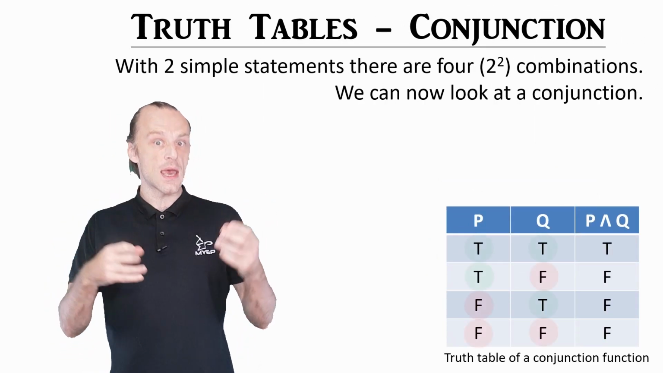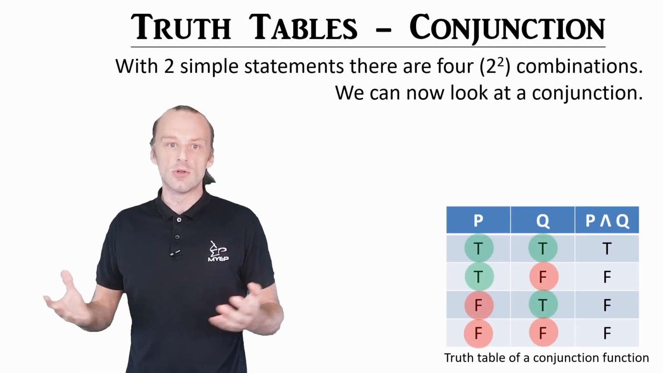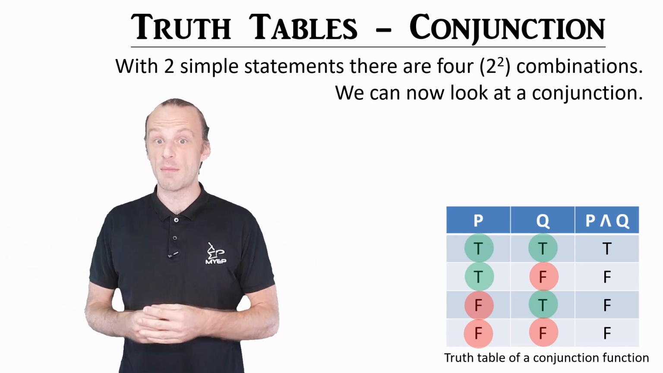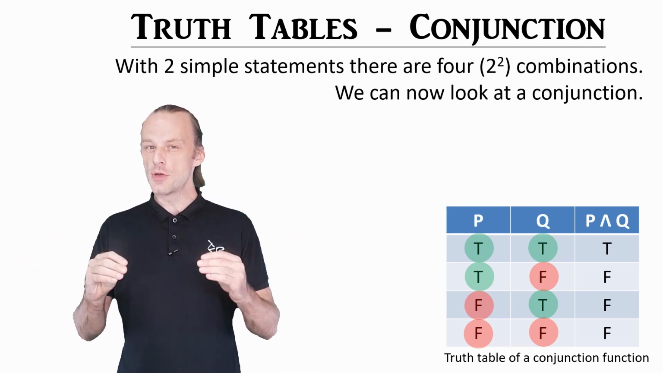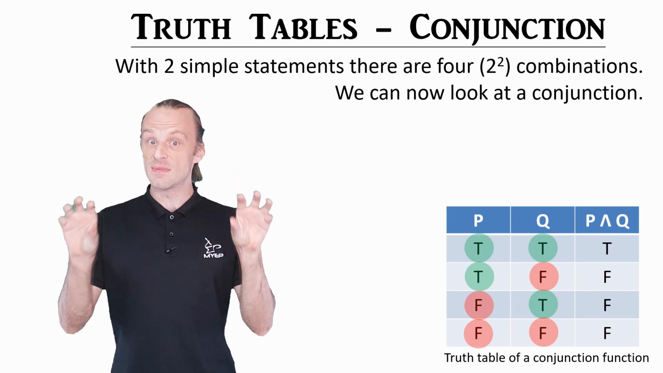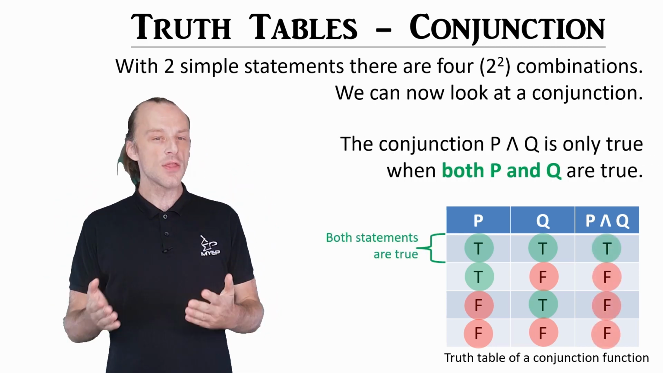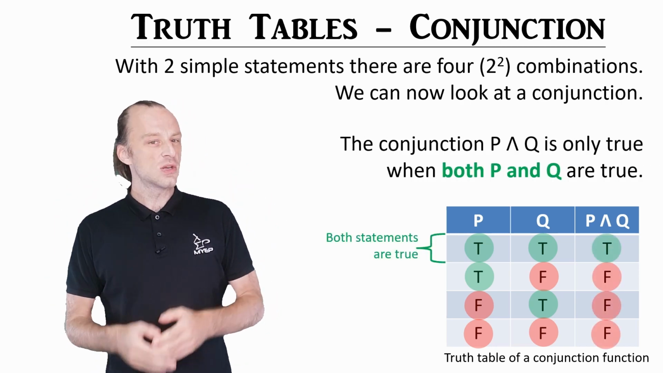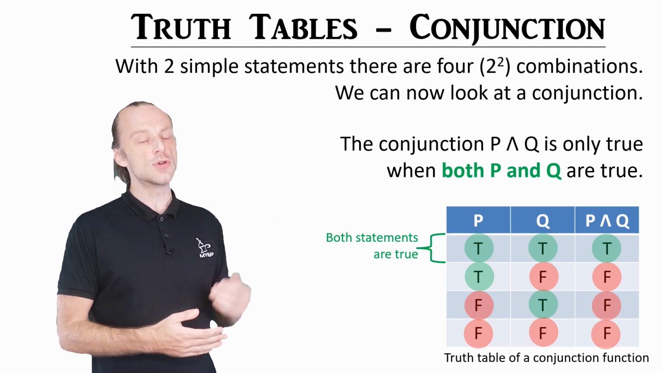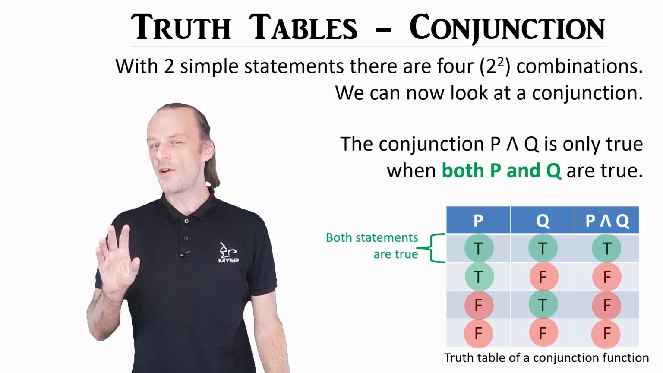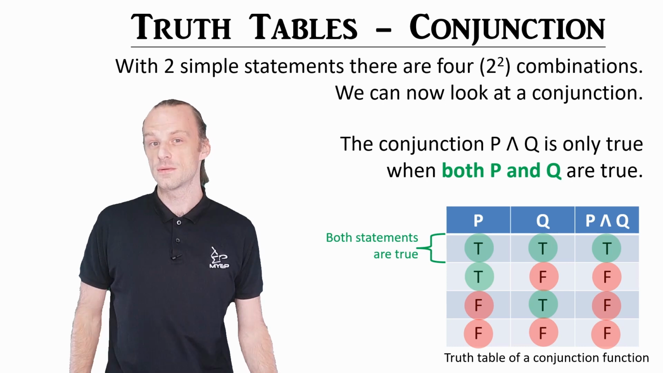When you speak a conjunction, for example, today is Wednesday and I am hungry, that will be true if both of the simple statements in it are true. Otherwise, it will be false. So a conjunction is only true on the first row, but false on the other 3 rows.